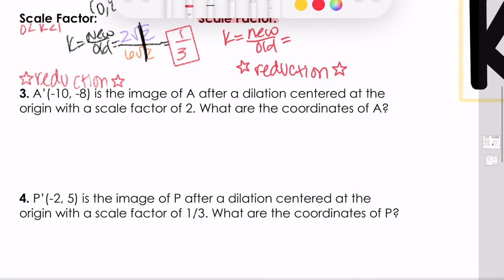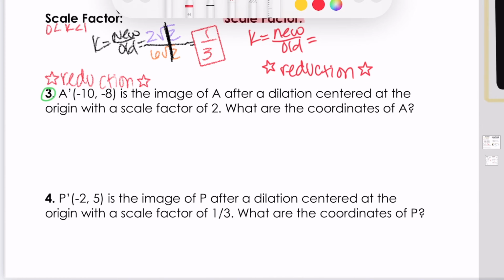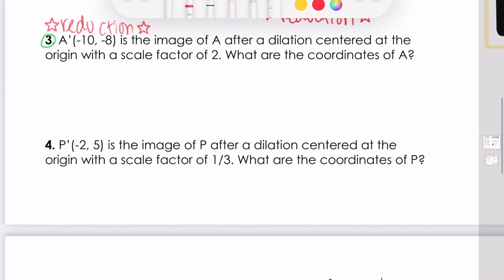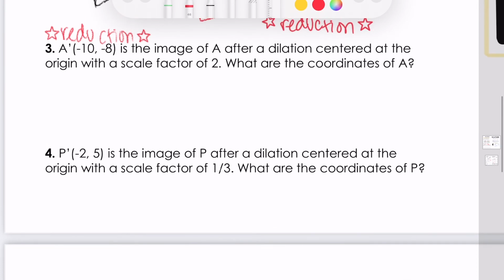Okay, last problem that we're going to be doing is you are going to be responsible for number 3. And I am going to, actually, that's a lie. You will be responsible for number 4, and I will do number 3 with you.